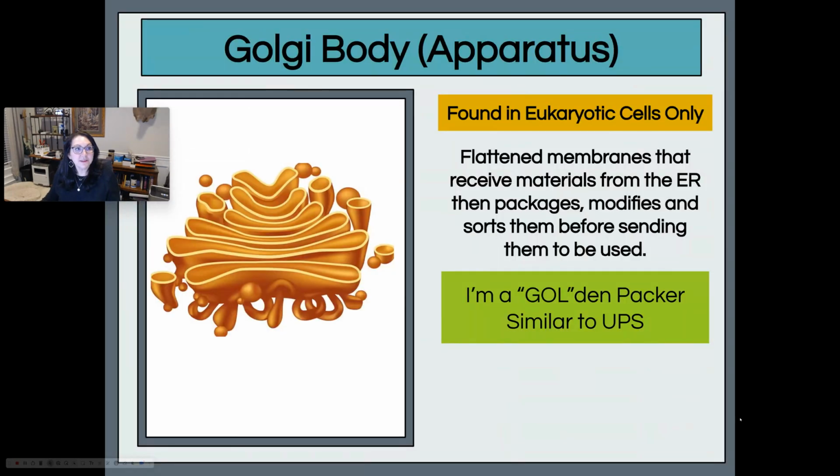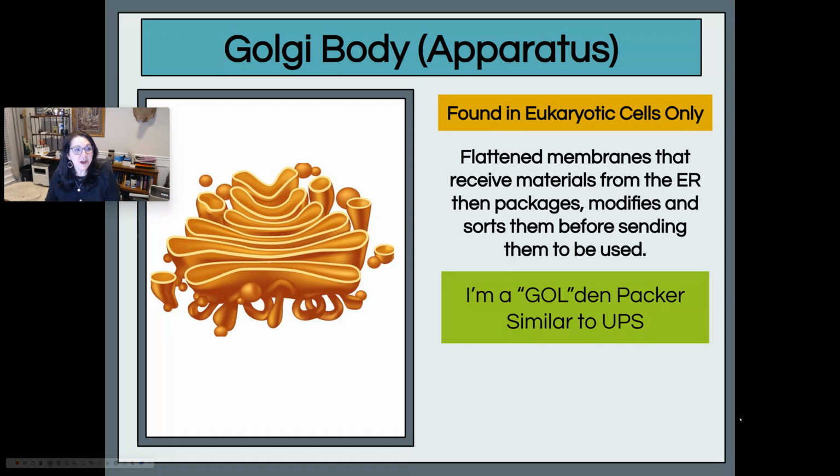All right, now this is the one I was talking about that you sometimes get confused with the ER. This is the Golgi body, sometimes called the Golgi apparatus. Again, found in plant and animal cells. And people say it looks like a flattened stack of pancakes, but those are some weird looking pancakes to me. So I'm not sure you would eat those.